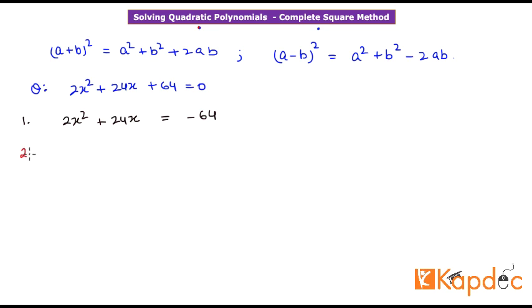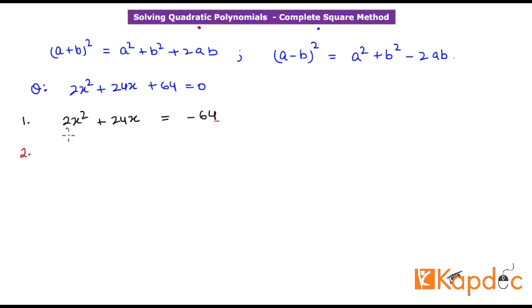Step number two is that we want to divide this entire equation by a value such that the coefficient of x square is always converted to 1. But in this case, I see that the coefficient of x square is 2. That means I have to divide this entire expression by 2.